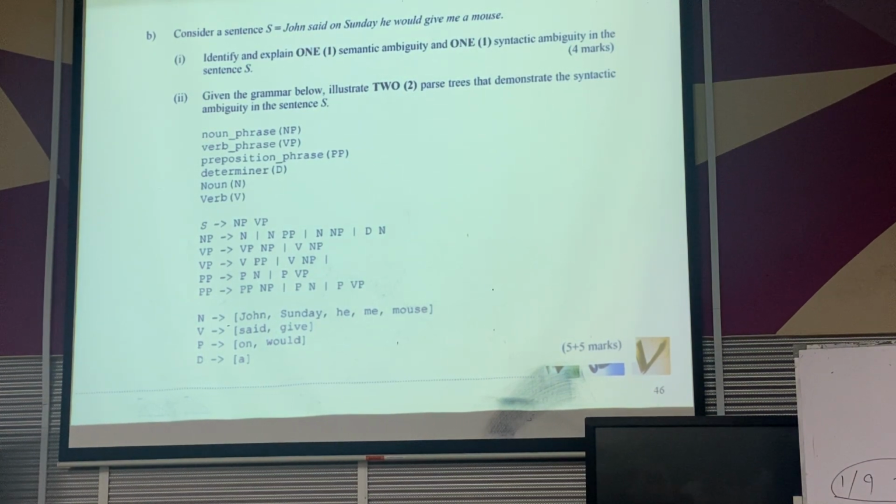Okay, I want you to try question B2 here. Build two different parse trees for this sentence: John said on Sunday he would give me a mouse.